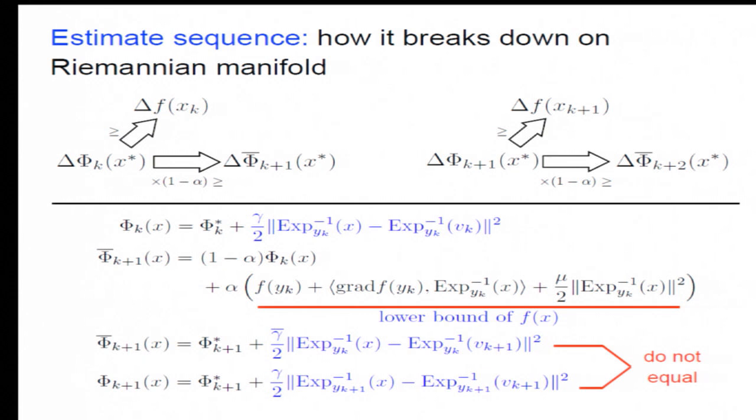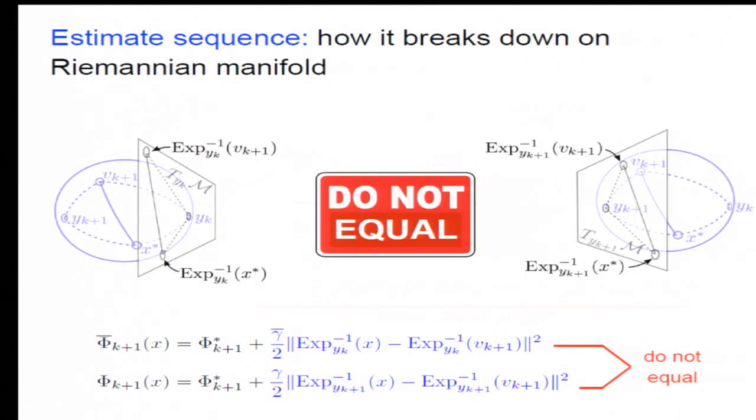We find that our constructions of phi k plus 1 and phi bar k plus 1 will have different forms. Especially if we look at what happens on a sphere, then we realize that the squared norms of these two formulas live in different tangent spaces. So they do not equal.